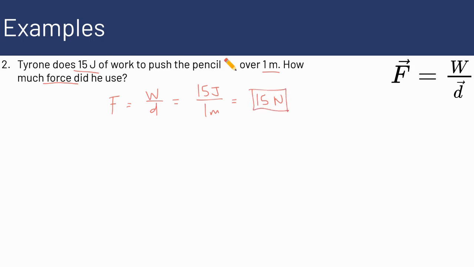All right, and again, joules is equal to kilograms times meters squared per second squared, and we divide that by meters, and we cancel one of the meters there on the top, and we end up with kilograms times meters per second squared, which is equal to newtons.